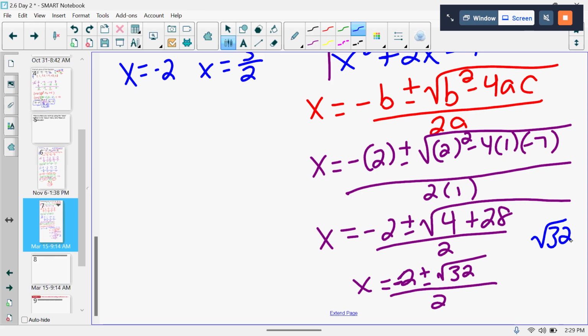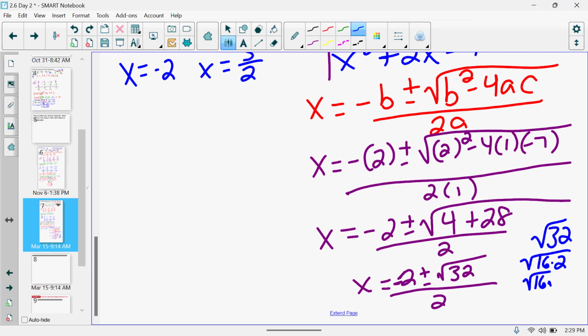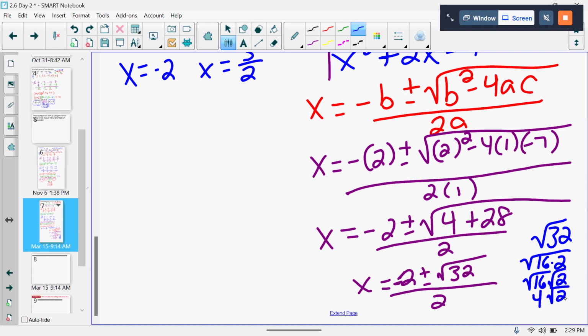This is back from chapter 1. You think about what are the perfect square factors of 32. Now you have to be careful because 4 is a perfect square and 4 goes into that. But 16 is a bigger one. So remember how we wrote it as 16 times 2 because we were allowed to split it up? The square root of 16 is just 4, right? So we ended up writing it as 4 radical 2.